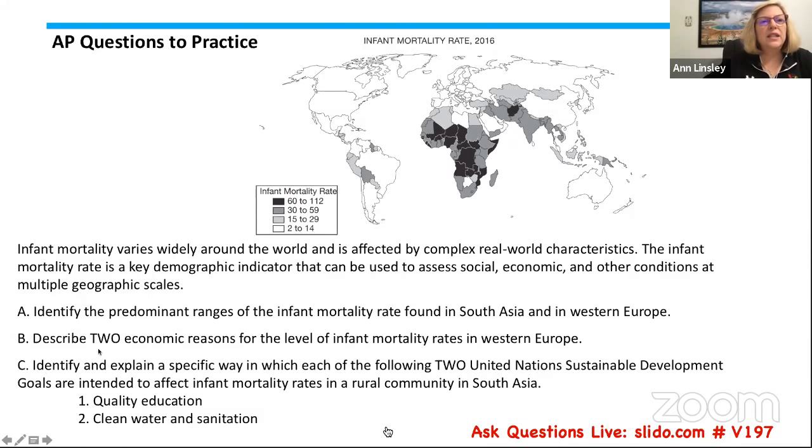Now, next, I want you to identify and explain. You have to do both. A specific way in which the following two UN Sustainable Development Goals are intended to affect infant mortality rates in rural communities in South Asia. So maybe you didn't read all of the United Nations Sustainable Development Goals, but hello, can we not figure this one out? Quality education.